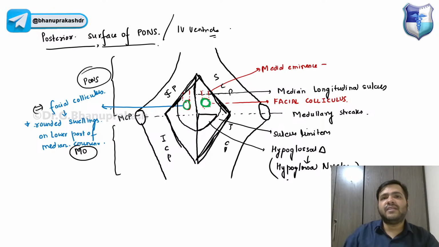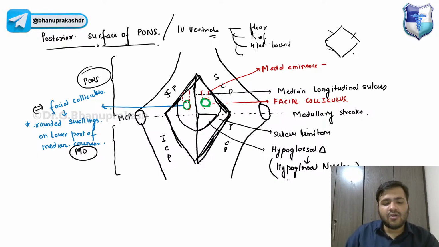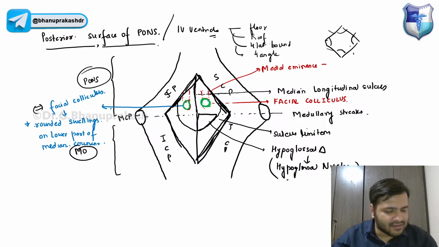Now guys, this fourth ventricle has a floor. It has a roof. It has four lateral boundaries, right? Obviously, it is a rhomboid shape, so it has four lateral boundaries, along with four angles: one superior, one inferior, and two lateral angles. All the properties of a rhomboid are there, right?